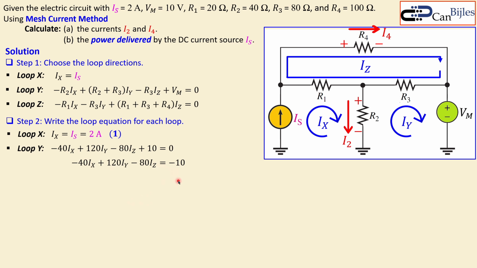Then we have this, you can divide now by 10, you will get minus 4 plus 12 minus 8 is equal to minus 1. So everything is now nicely in order. Let's call this also equation number 2.